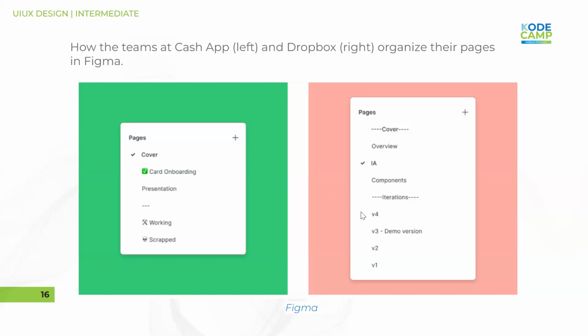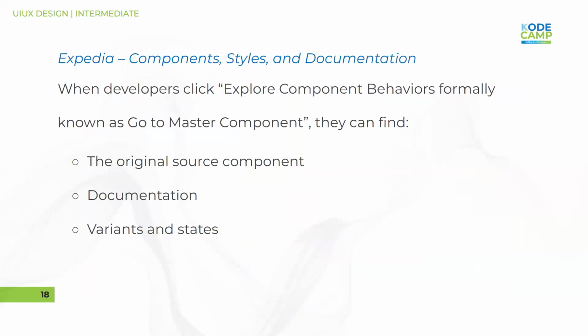If you look on my right, where you have Dropbox, you can see they have iterations: version 4, version 3, version 2, and version 1. These are the iterations that they have. Demo version, that's their version 3. This is how they organize everything. So why do we actually have to do this? It is going to help us with less confusion, less wasting of time, and developers are going to be happy, and also stakeholders.